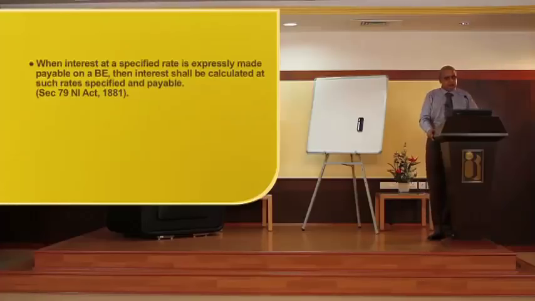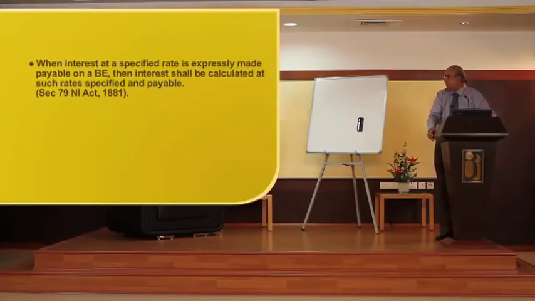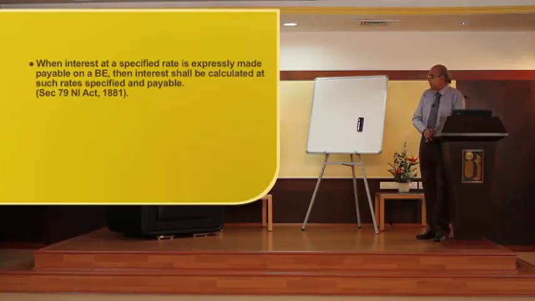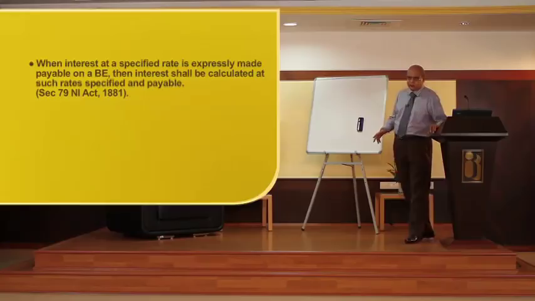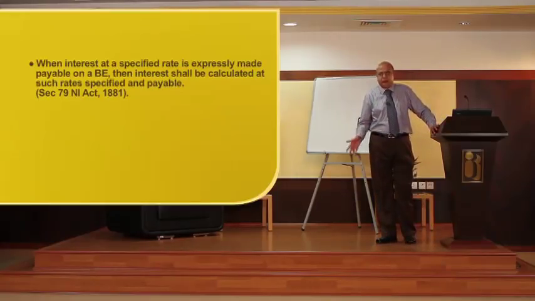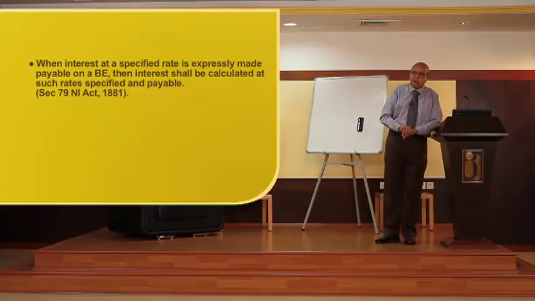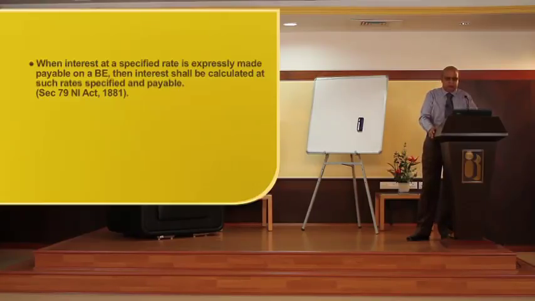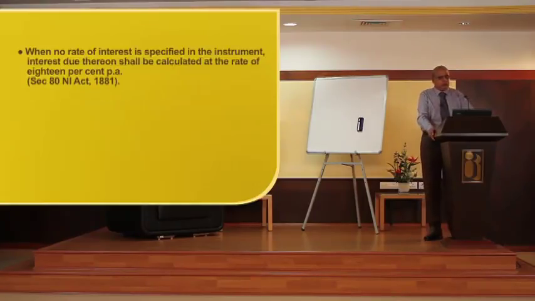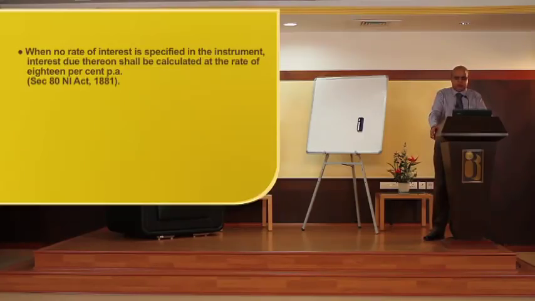When interest at a specified rate is expressly made payable on a bill of exchange, then interest shall be calculated at such rate specified and payable. Suppose in a bill of exchange, the person has agreed to pay a rate of interest of 18%, he is bound to pay 18%. In another bill of exchange, a person has agreed to pay 12%, he has to pay 12% till the end, until there is a contrary agreement made. When no rate of interest is specified in the instrument, interest due thereon shall be calculated at the rate of 18% per annum as per the appropriate section of Negotiable Instrument Act.